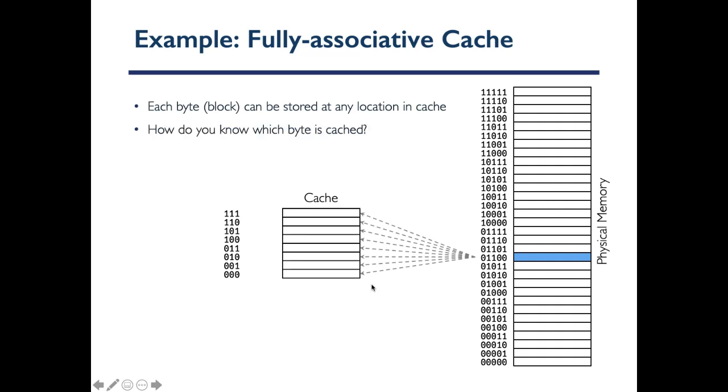Well, I need to use more tag. And you might have guessed, I need to actually use the entire address as a tag, because now my memory location could be anywhere here. So all I need to do is to just check my address with the tag. And if I find my address in the tag, this means that this location now contains the value I need.